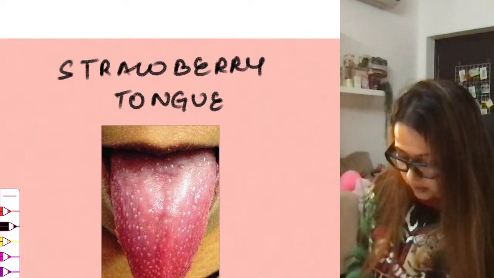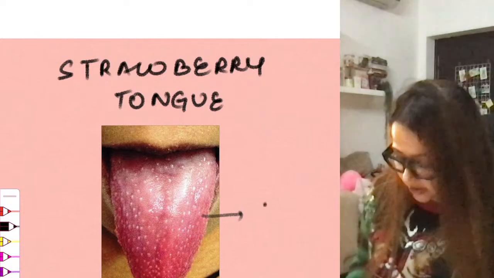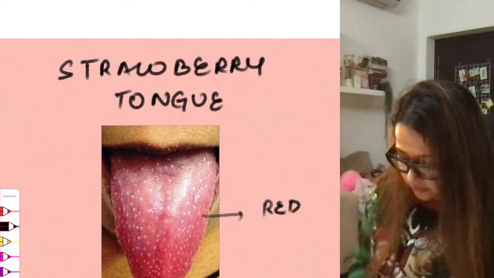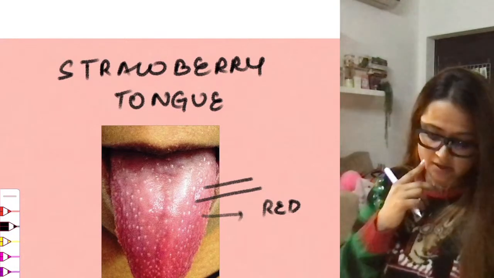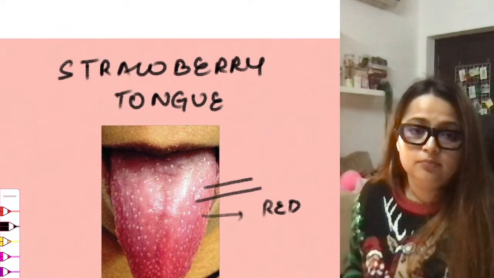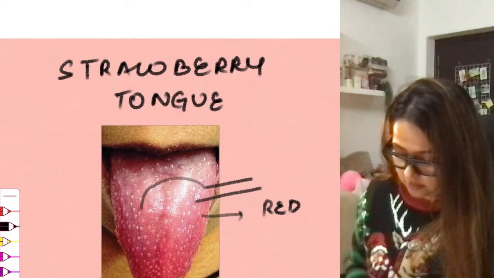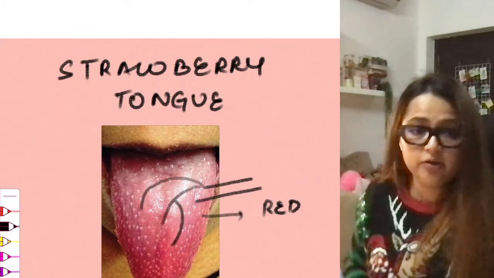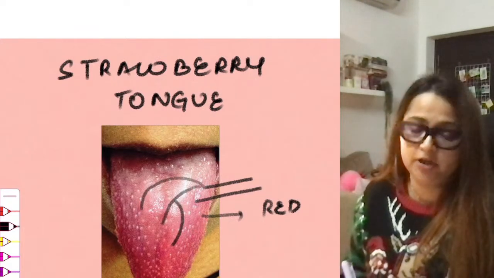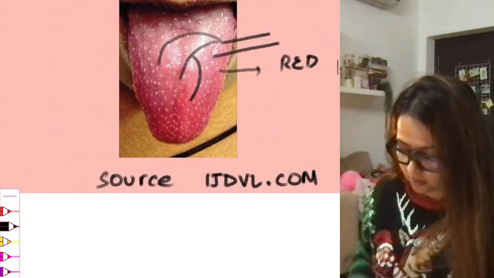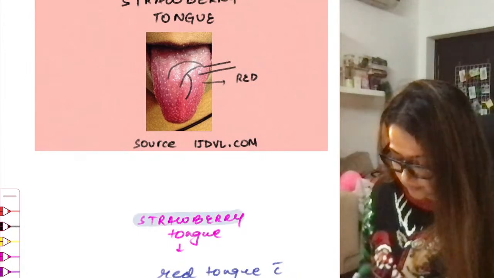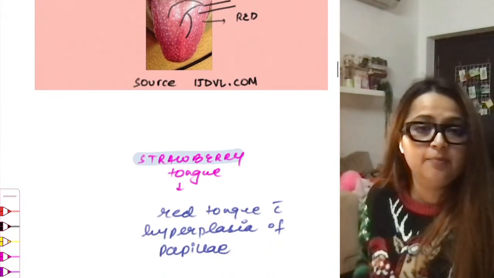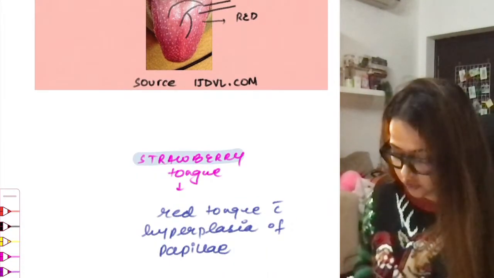This resembles a strawberry because overall the background of the tongue is red. But what you are seeing as these white dots, what are these white dots that you're seeing? Yes. So we have hyperplasia of the papillae on the tongue. So this is known as a strawberry tongue. The red tongue with the hyperplasia of the papillae, this is a strawberry tongue.